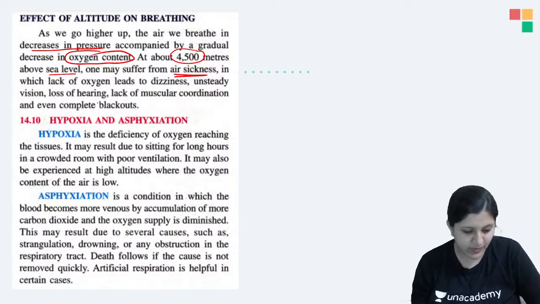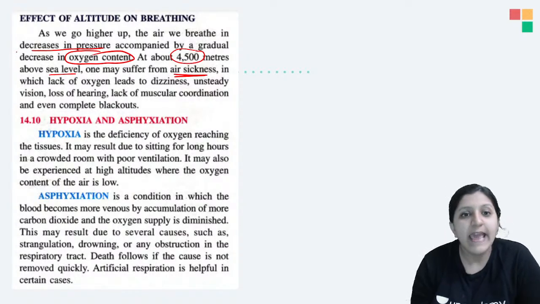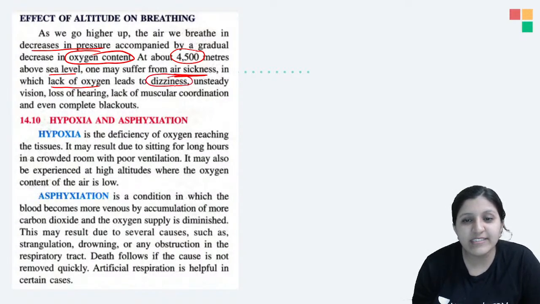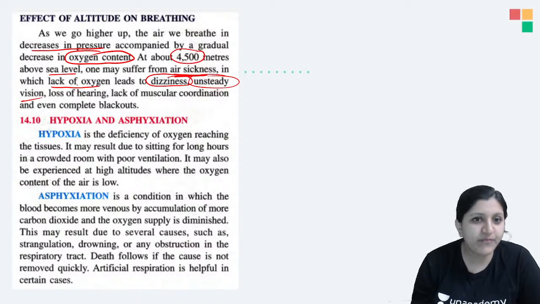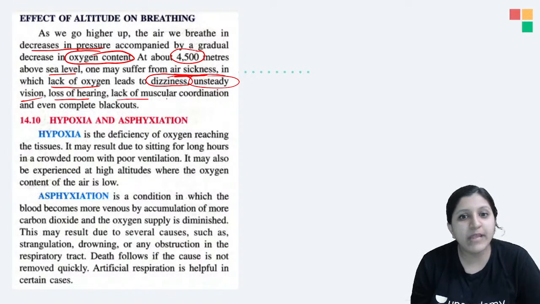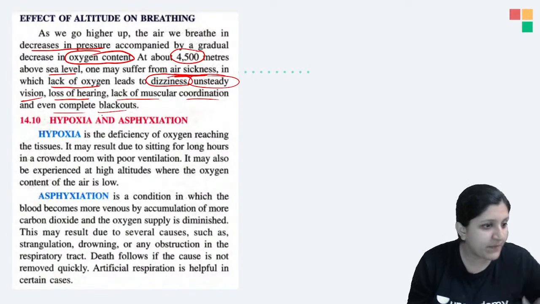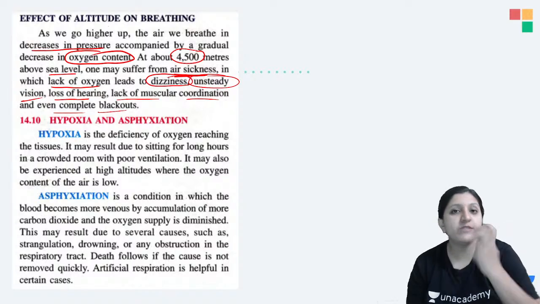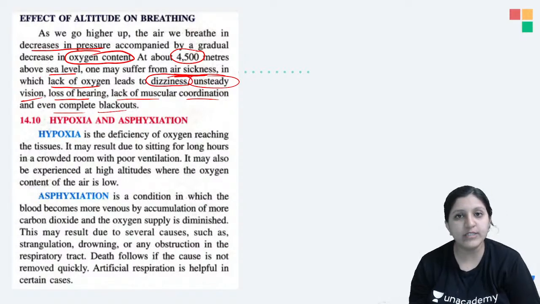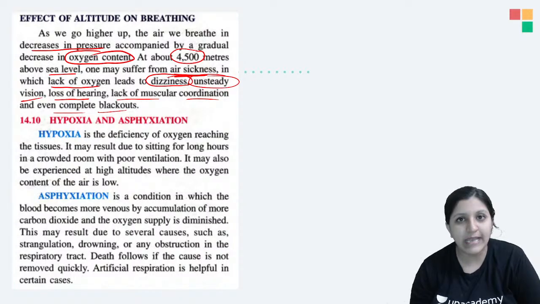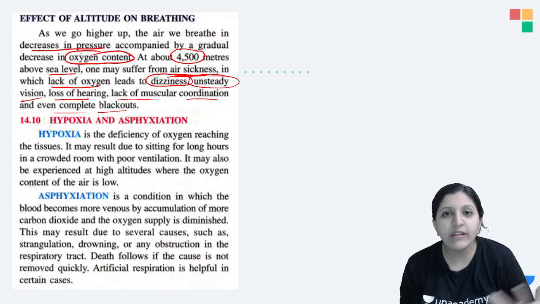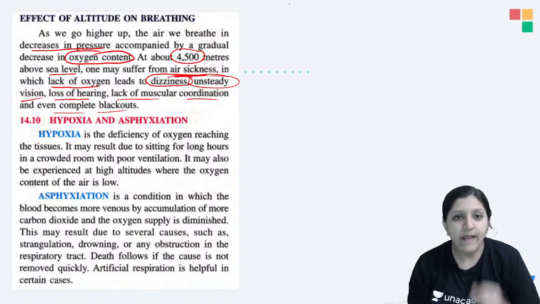Okay, so you might have observed that many people have this air sickness, in which basically there is a lack of oxygen. It can lead to dizziness and unsteady vision. Okay, so loss of hearing, then there can be lack of muscular coordination, and even complete blackouts can occur. All these are symptoms, but not everyone will feel them, depending on how their body takes it up. Basically oxygen content will be less at the higher altitude, and different bodies are going to react in different ways to this particular oxygen content.